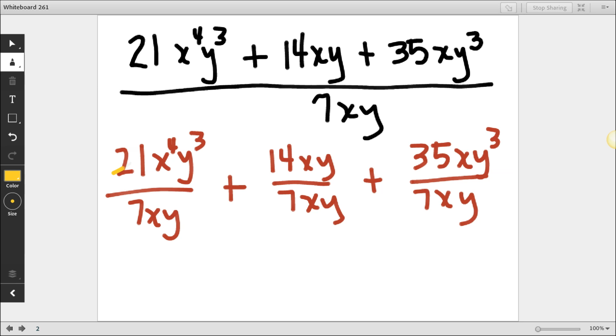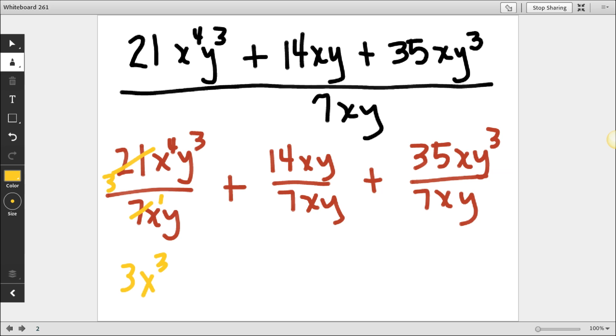So first one, 21 divided by 7 is 3. Now I'm going to take a variable and subtract the exponents for the common variables. On the x values, we've got x to the 4th power as a numerator and x to the assumed first power as a denominator. So we're going to subtract those. 4 minus 1 is 3. So that's going to be x to the 3rd power.